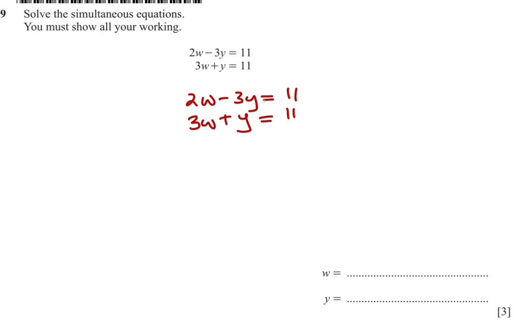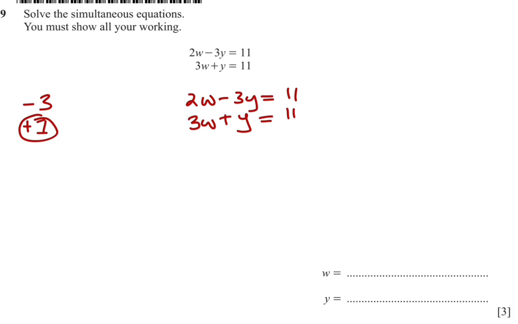Why is it easy for me to get rid of y? Because for you to eliminate one variable, they need to have the same coefficient but different signs. If you look at y, the coefficient of y in one equation is -3, and the other one is +1. So I can easily make this other one 3, so that we have -3 and +3, and therefore I can eliminate. So what am I going to do?